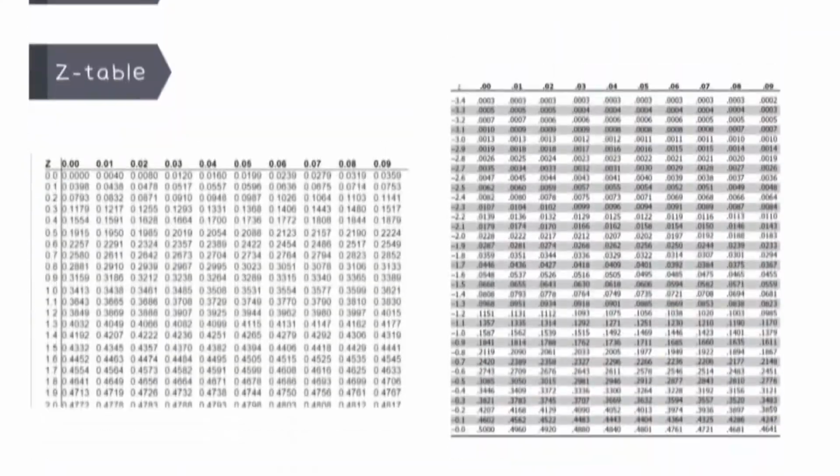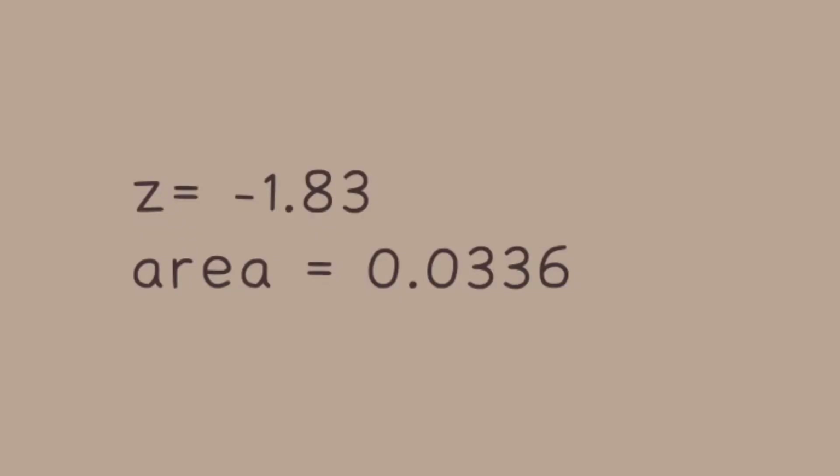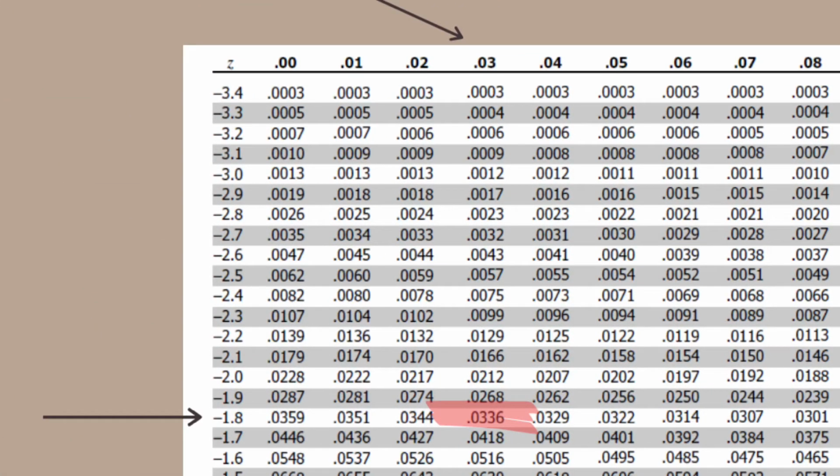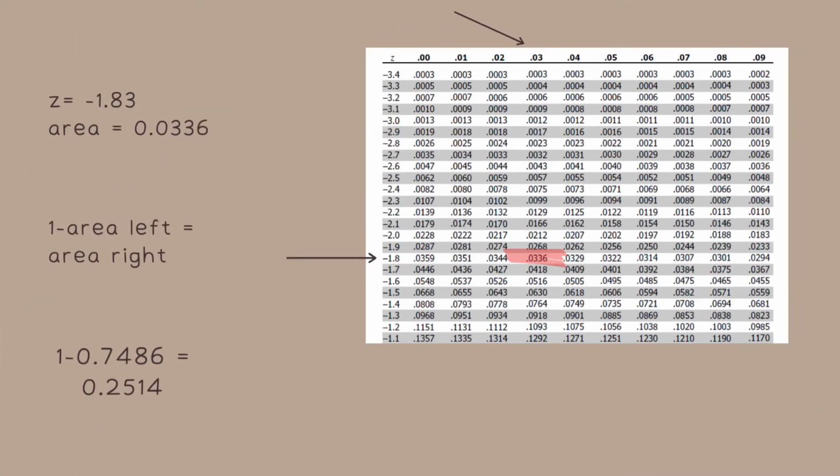Z-table. Example: a z-score equal to negative 1.83 has an area of 0.0336. To say this in a more formal manner, we can say that the proportion of z less than negative 1.83 is equal to 0.0336.